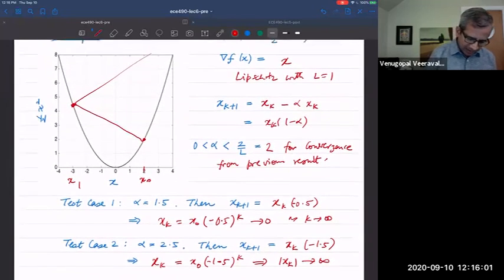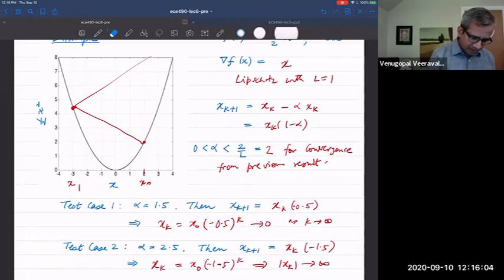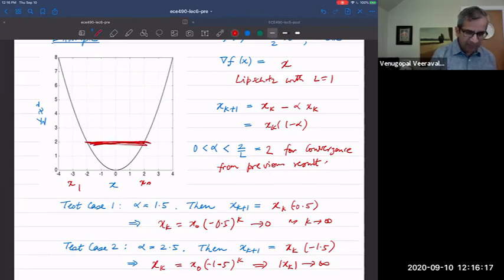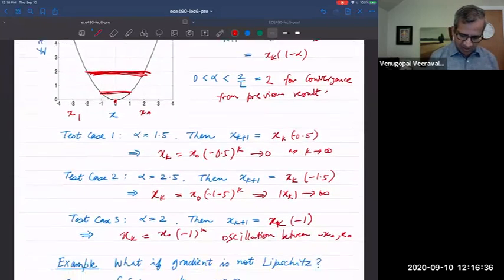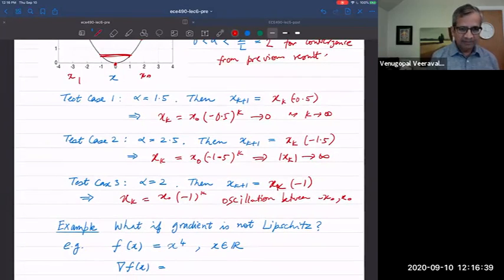If I start anywhere from x0 other than 0, say here, I'll go from here to this point and keep shuttling back and forth. The only exception is if I start at 0, then I remain at 0. But any other starting point, I'm not going to converge. So this condition is actually strict. If you violate it even a little bit, you can have divergence or oscillation.